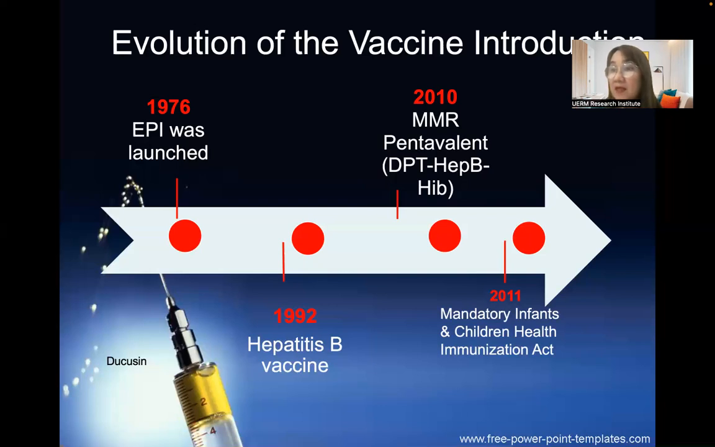In 2011, the Mandatory Infants and Children Health Immunization Act, or RA 10152, was signed into law by then-President Noynoy Aquino, requiring all children under 5 years old to be given basic immunization against 10 vaccine-preventable diseases: tuberculosis, diphtheria, tetanus, and pertussis, poliomyelitis, measles, mumps, rubella or German measles, hepatitis B, and Haemophilus influenzae type B or HIB.